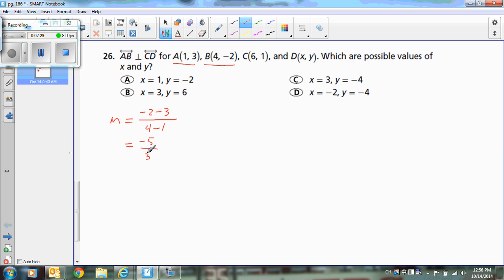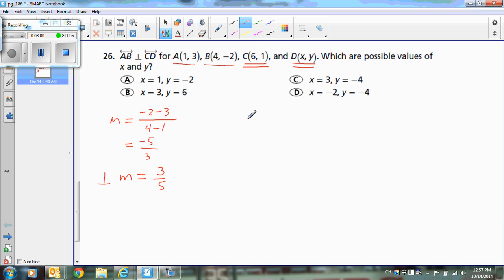But we want to think about the slope of CD, which is perpendicular to line AB. So a perpendicular slope would be the slope that is the opposite reciprocal of this one. So we're going to flip it over and change the sign. So that would be +3/5. Now we have the coordinates of point C on line CD. We don't know the coordinates of D, but we can use the slope formula and the slope to figure that out.